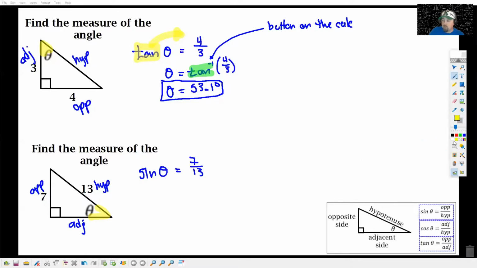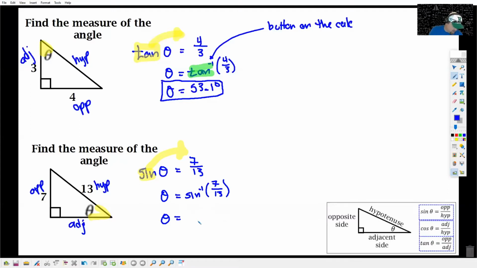And just like we did before, to move this sine away from that theta so we can solve for it, it gains that little -1 when we move it across the equal sign. It's like an algebra step. Move it to the other side, it gains this little -1. And we're going to put that 7 over 13 in its parentheses. And again, this is a button on the calculator. Second sine will bring this up and allow you to use it. Make sure you're in degrees because we want to find these angles in degrees, not radians.